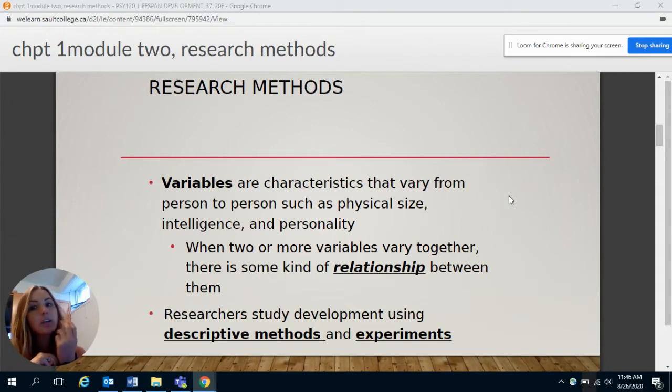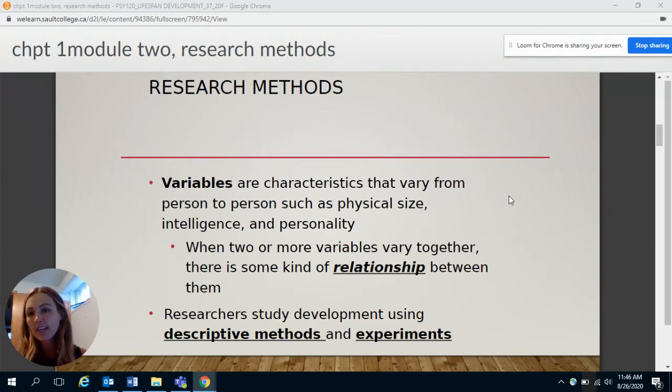One of the first research methods would be variable research. Variables are characteristics that vary from person to person, such as physical size, intelligence, personality. Those would all be examples of variables. When 2 or more variables vary together, that indicates that there's some sort of relationship. For instance, in that question we just talked about, does memory decline with age? Age would be one variable and memory would be another variable.